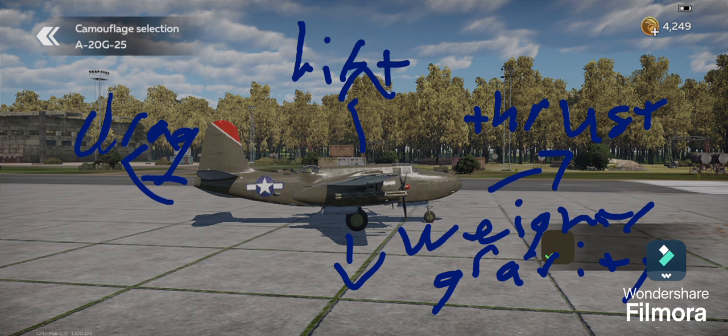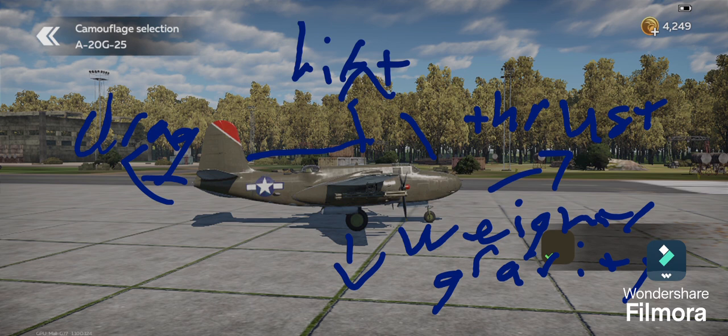And this lift allows you to counter the weight and gravity, whereas the drag and thrust counter each other as well. So in order to have complete stable flight, you need to have an equilibrium along all. This equilibrium will allow you to fly perfectly level at a maintained speed.